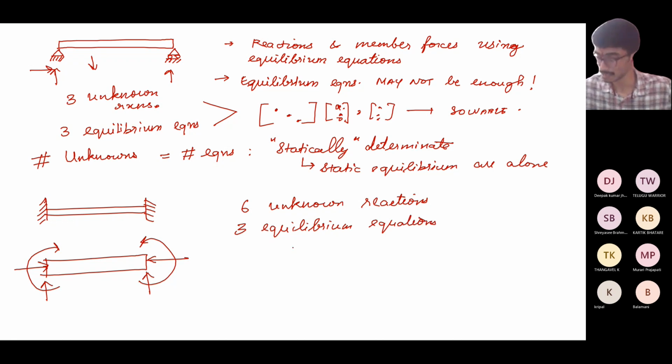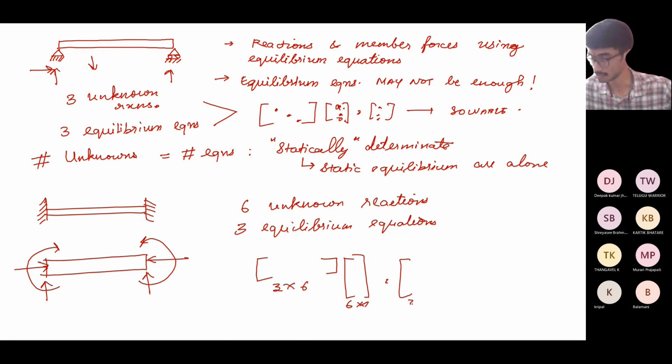So in this case, you will get a flat system. You will get a 3 by 6 matrix, 6 cross 1 is equal to 3 cross 1. So you have only 3 equations, but you have to solve for 6 unknowns. So in general, this is not solvable. So this is statically indeterminate. You need more equations.